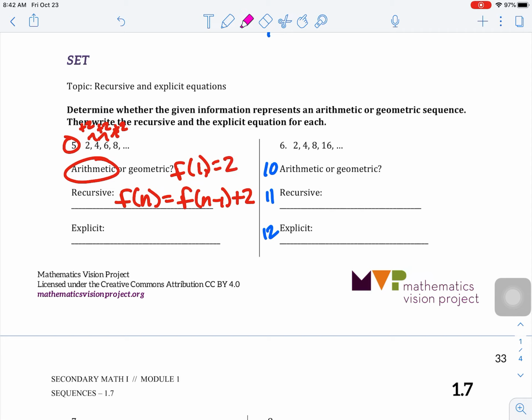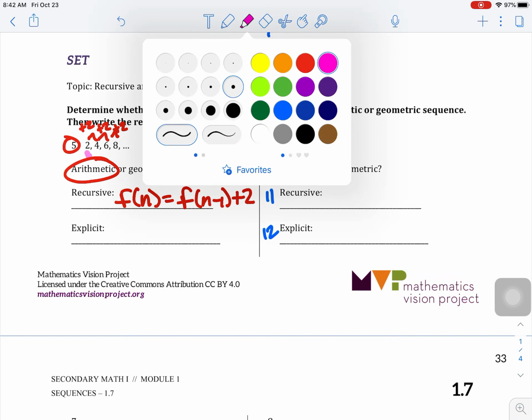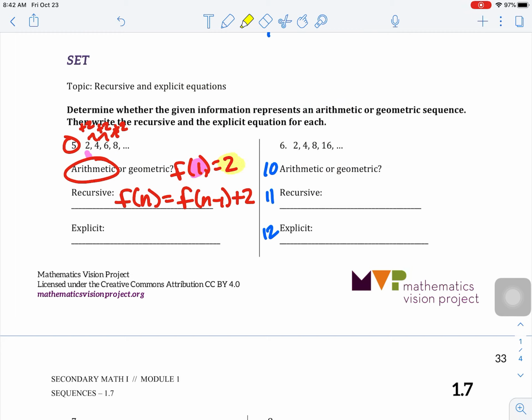And that f of 1 equals 2 piece is just saying, since this is a sequence, the first term in the sequence is 2. So this is one of those ones where the starting input is 1. So in my explicit, starting with 2, I add 2 n minus 1 times. And it has that minus 1 because the pattern starts at 1. If you wanted to be fancy and work backwards to 0, it would actually start at 0.